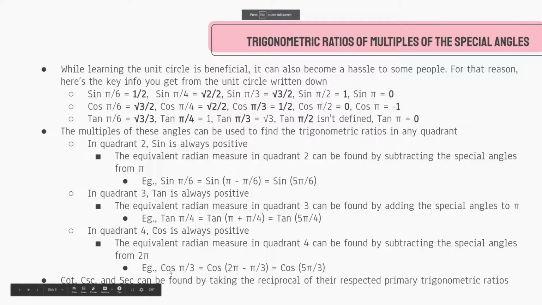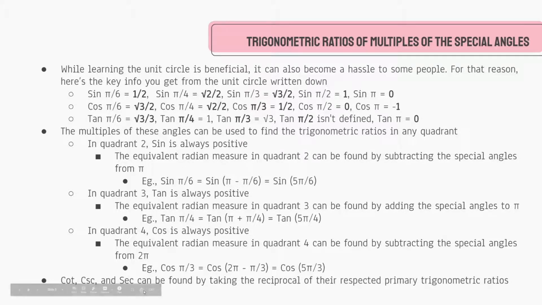So if we're talking about cos pi over 3 in quadrant 4, it would have the equivalent of cos of 2 pi minus pi over 3, which equals cos 5 pi over 3. So we know that cos 5 pi over 3 is the same as cos pi over 3, which means it actually equals 1 over 2, and now we're happy. Again, if you're dealing with sine or tan in quadrant 4, you should plop a negative.